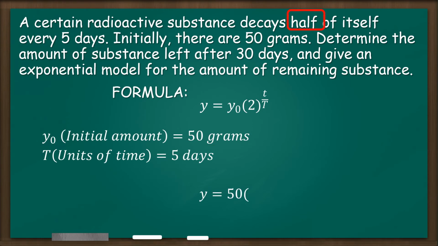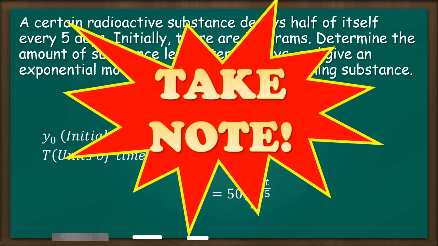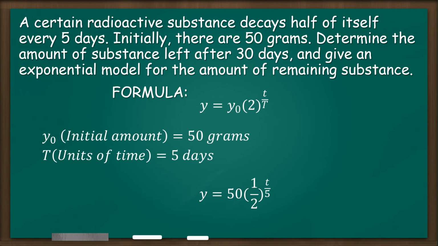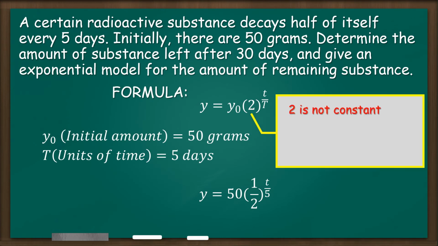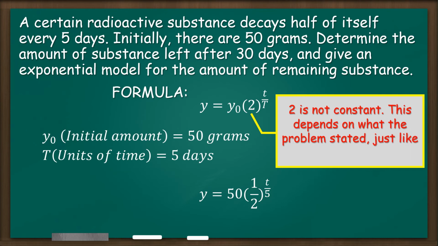Substituting all the givens, you have a new function: 50 multiplied by 1/2 raised to small t all over 5. Take note, 2 is not constant. This depends on what the problem stated, just like doubles, triples, and half.